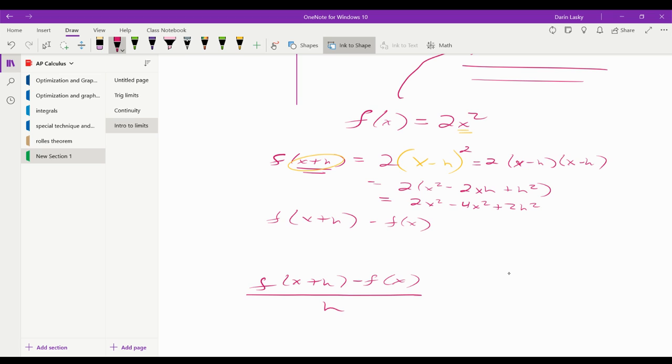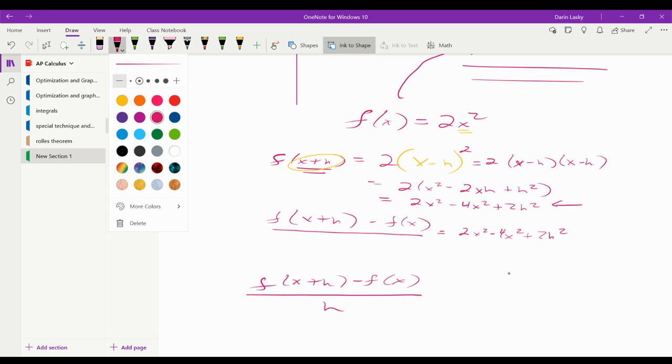And watch your distribution. So it starts to get really big and ugly right here, okay? So step 2 in the worksheet is they want you to find f of x plus h minus f of x. Well, we already have f of x plus h, so I'll write that in the color that it is, which is going to be 2x squared minus 4x squared plus 2h squared. And then I will write f of x in a different color. Let's do something contrasting. Let's do blue here.